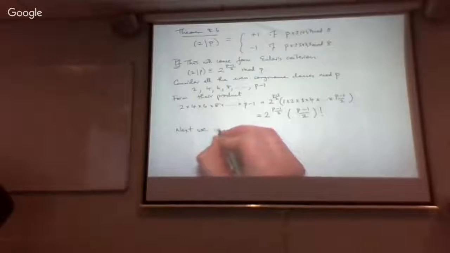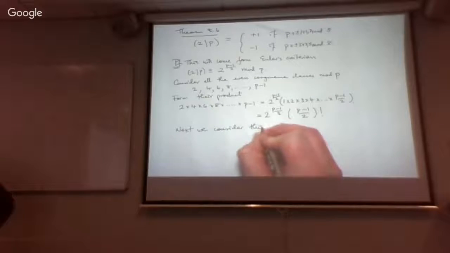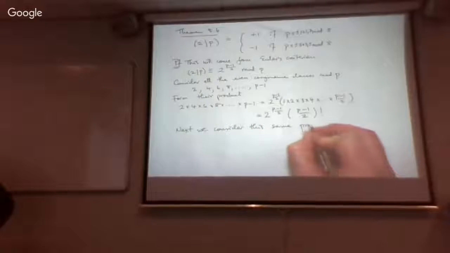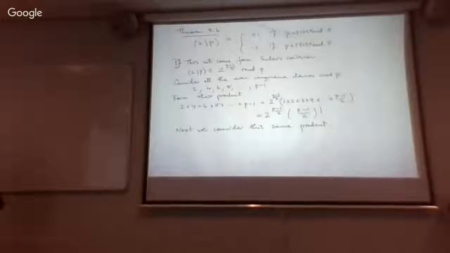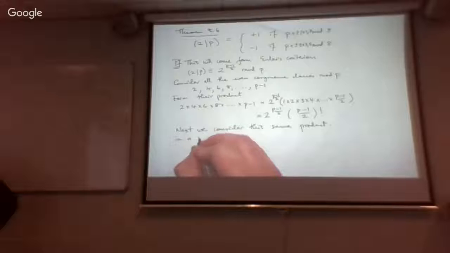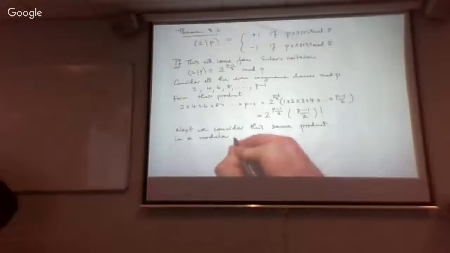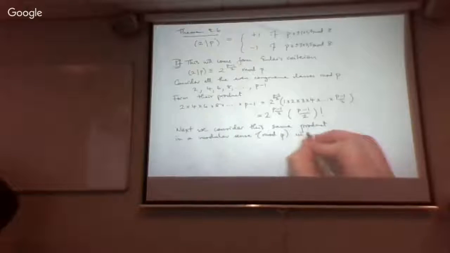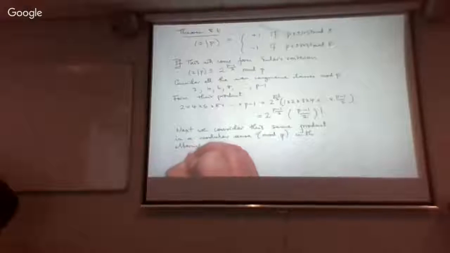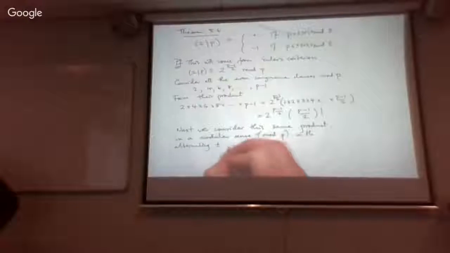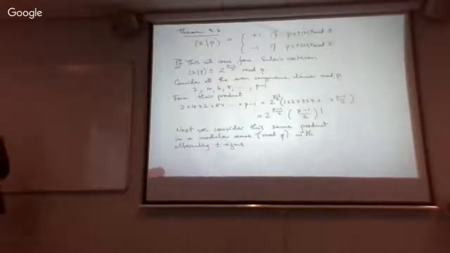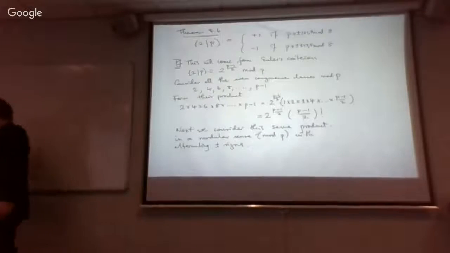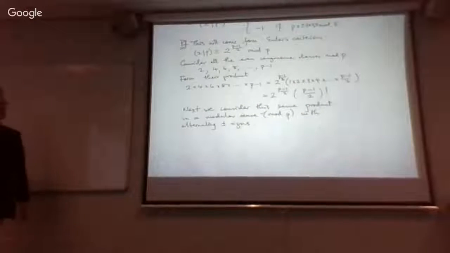So next, we consider the same product in a modular sense, modulo p, with alternating positive and negative signs. Okay. That's a kind of vague description of what we're going to do. Here's what we're going to do precisely.